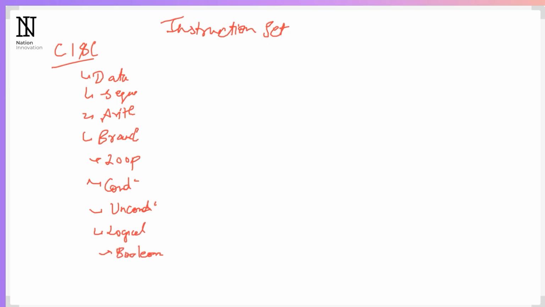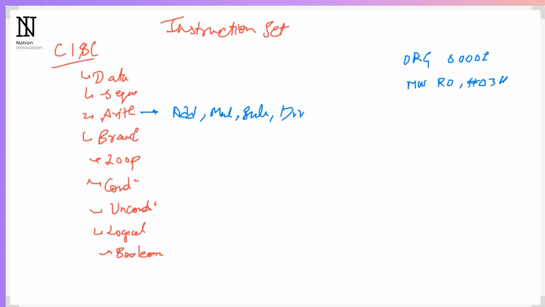For example, if we talk about arithmetic instruction set, it has arithmetic instructions such as addition, multiplication, subtraction, and division. If I write an example, let's say I have ORG at 000h, then I move R0 with a value 03h, then move accumulator with some value, let's say 05h, and then I write the command ADD A, R0.